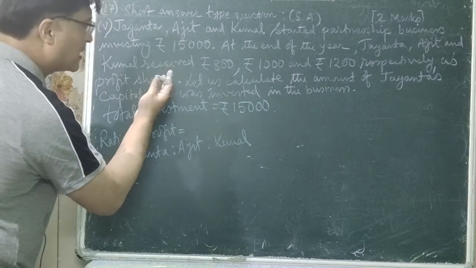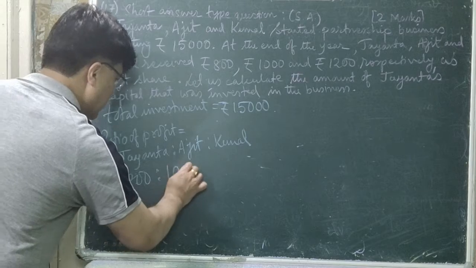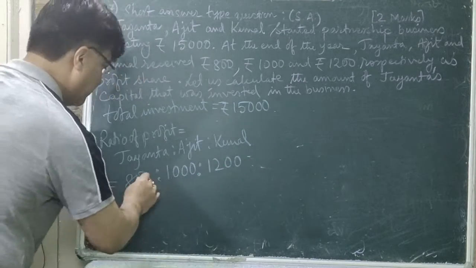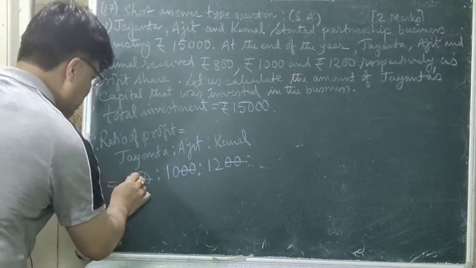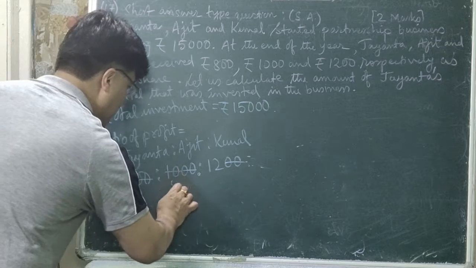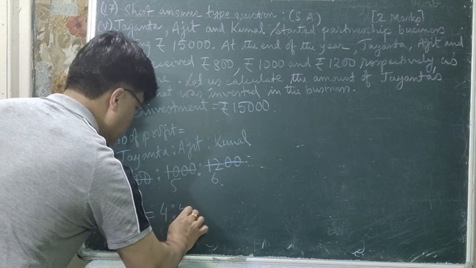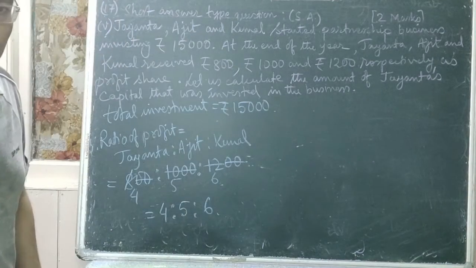We don't write rupees because the rupees cancel in the ratio. 800 is to 1000 is to 1200. Okay, so the 00 gets cancelled, and you can cancel it by 2. 2 4s are 8, 2 5s are 10, 2 6s are 12, which is equal to 4 is to 5 is to 6. Is that clear to all of you?